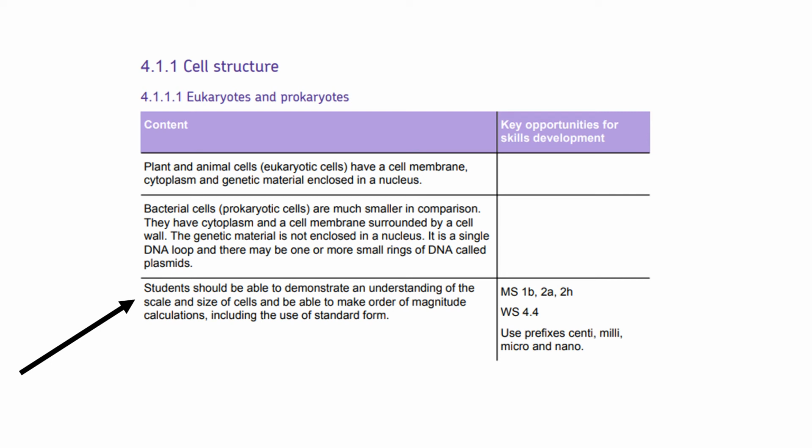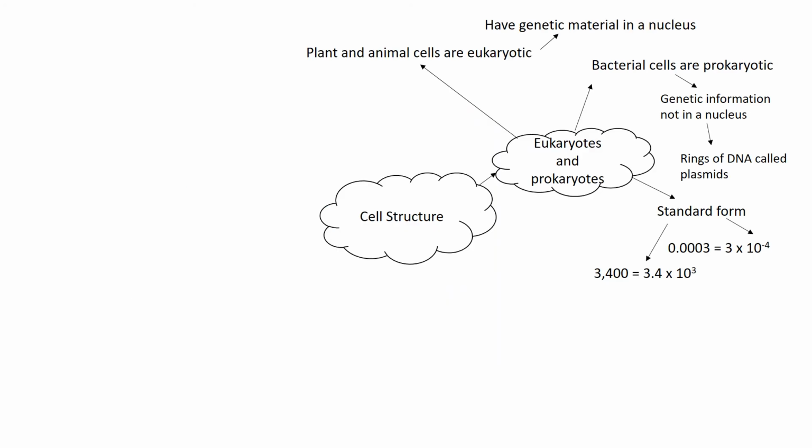I've taken something that a lot of students struggle with, even though you do it in maths, which is standard form. So I've put on here standard form, and they've given two examples of standard form. So 0.0003 is 3 times 10 to the minus 4 in standard form. I just made up that number. 3,400 would be 3.4 times 10 to the 3. Again, just made that number up. It's just an example so that you know what it's talking about.